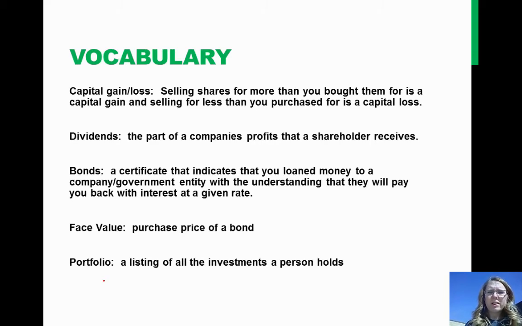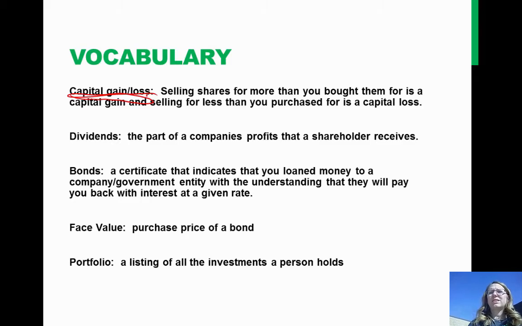Some more vocabulary is a capital gain or loss. Okay? So selling shares, if you sell them for more than what you buy them, that is a capital gain. The amount difference is how much you earned. If you sell them for less than what you purchased, that is a capital loss. And the reason why that comes into importance is we get taxed on our capital gains.